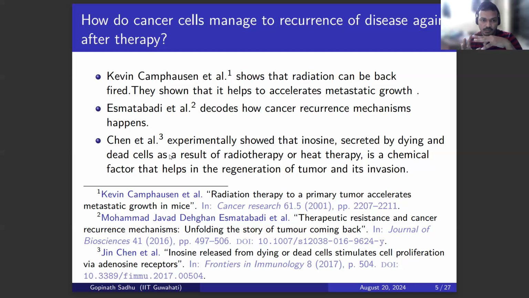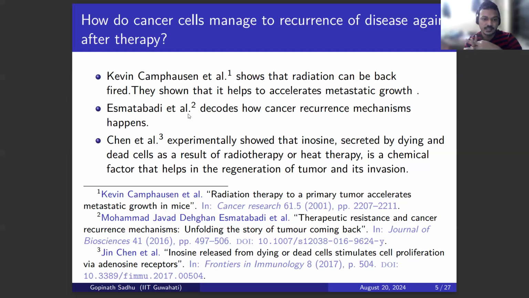most of the literature we cited here is in this aspect, where the cancer recurred after radiation and heat therapy. Clearly, in this literature, Kevin and Campuses show that radiation can backfire, and they show that it helps to accelerate metastasis growth. And also Ismatabdi et al. decoded how this recurrence mechanism is happening.